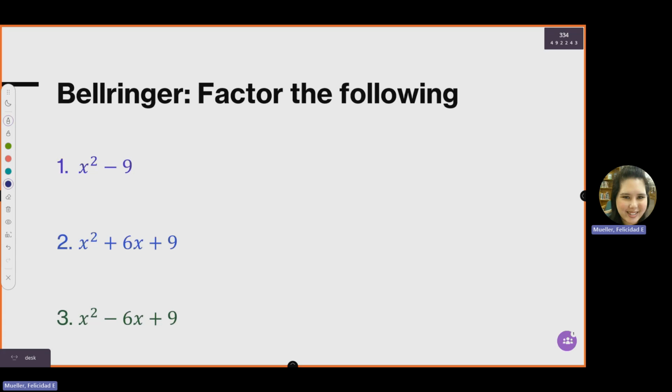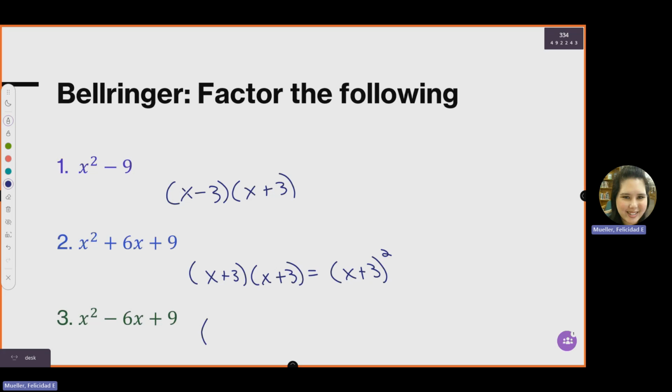Just to check your work, you should have ended up with, this is the difference of squares, so x minus 3, x plus 3. The second one is x plus 3, x plus 3, which would be x plus 3 squared for simplicity's sake. And then the bottom one would be x minus 3, x minus 3, which would be x minus 3 squared.